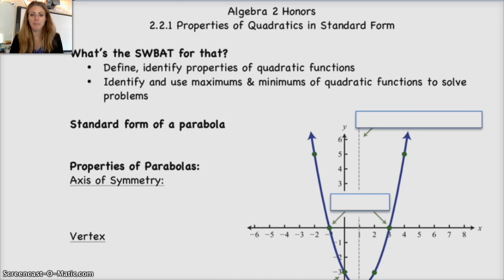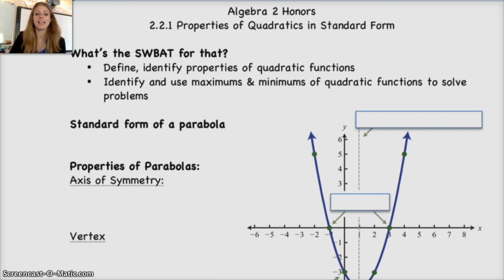2.2, properties of quadratics in standard form. We're going to talk a little bit about vertex form as well. Our SWOBAT number 1 is to define and identify properties of quadratic functions, and number 2 is to identify and use maxes and mins to solve problems.